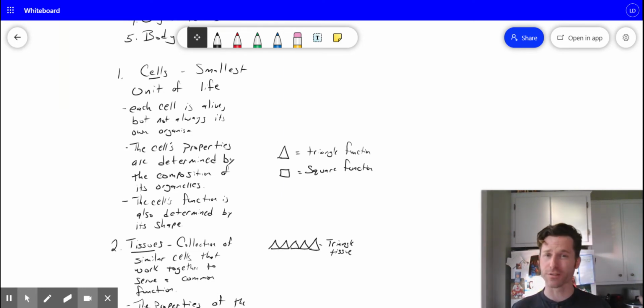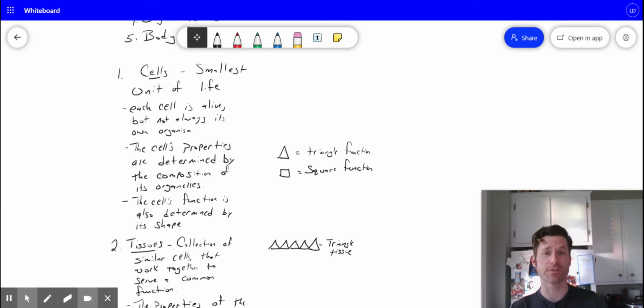What determines each individual cell's properties is its composition of organelles, the different organelles that are within the cell. Different cells have different amounts of different organelles. Some example organelles are mitochondria, lysosomes, chloroplast, nucleus, endoplasmic reticulum. Depending upon what that cell's job is, the makeup of that cell's organelle composition will be different. For example, our muscle cells have a lot of mitochondria because they use a lot of energy. So that determines our cell's functions.